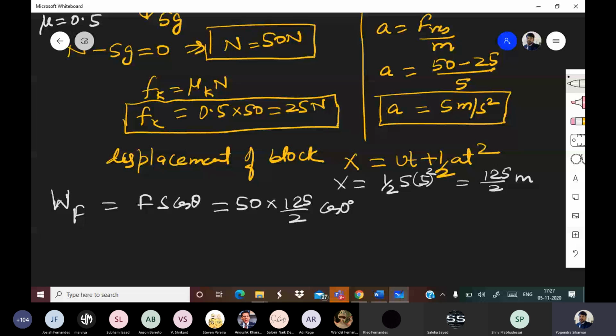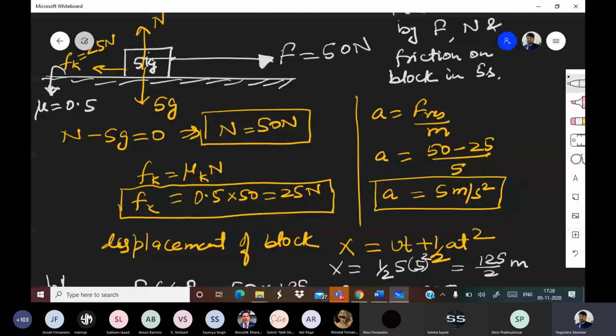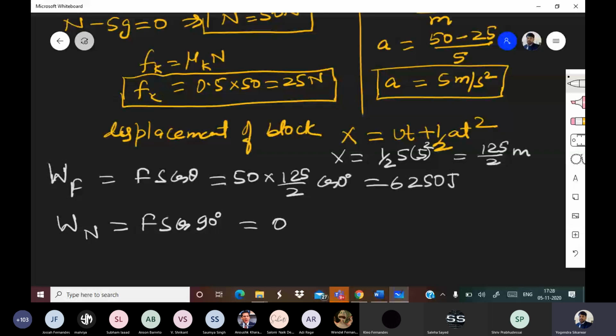So how much is the total work done? That will be 6250 joule. That is work done by F. Now let us talk about work done by normal reaction. That will be F into S into cos 90, because normal reaction is acting upward and displacement is in this direction. Both are perpendicular. So work done by normal reaction will be 0.